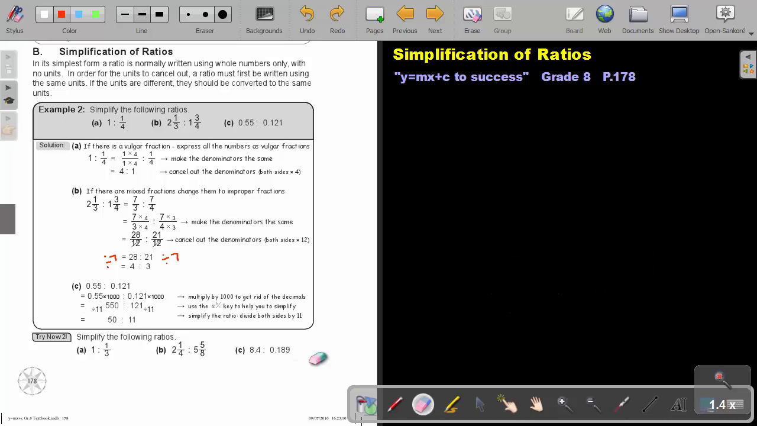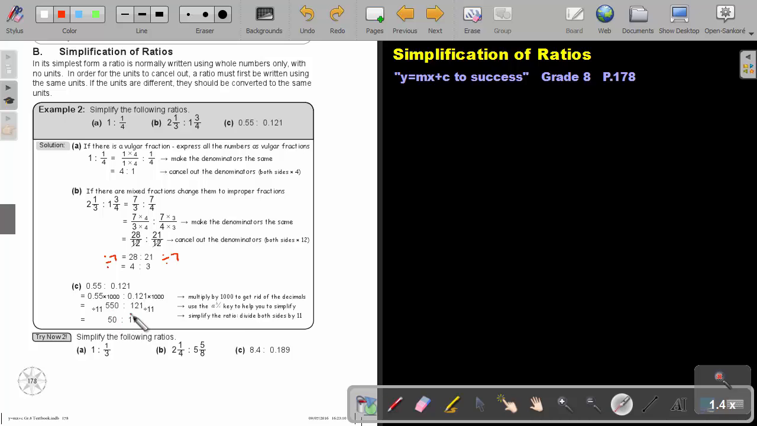Okay, number C. Now, here's a decimal. There's 2 decimal places, but there's 3 decimal places. So I must concentrate on the one with the most decimal places, this one. So I must multiply with 1,000 to get rid of those 3 decimal places. So if I multiply one side with 1,000, I must also multiply the other side with 1,000. So basically, I'm ending up with 550 and 121. And now I must start cancelling out. So I divide by 11 and I divide by 11, and my final answer will be 50 to 11.